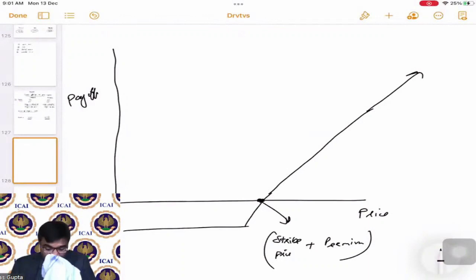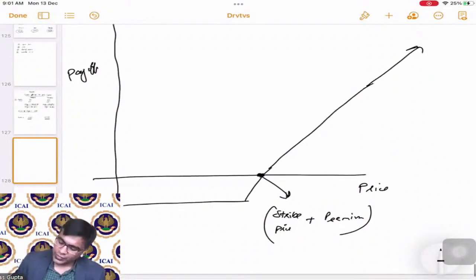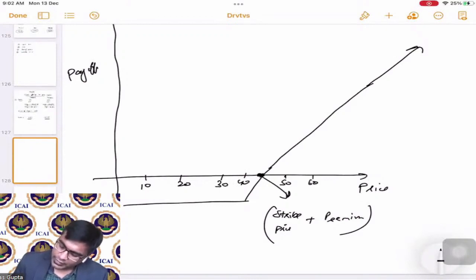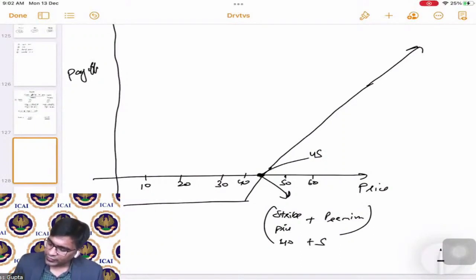Now from this we are going to derive one very insightful piece of information. If you see here, it was 10, 20, 30, 40, 50, 60, like that, correct? And we have assumed that this is 45 here, in which 40 was the strike price and 5 was the premium. That is what we have earlier discussed.